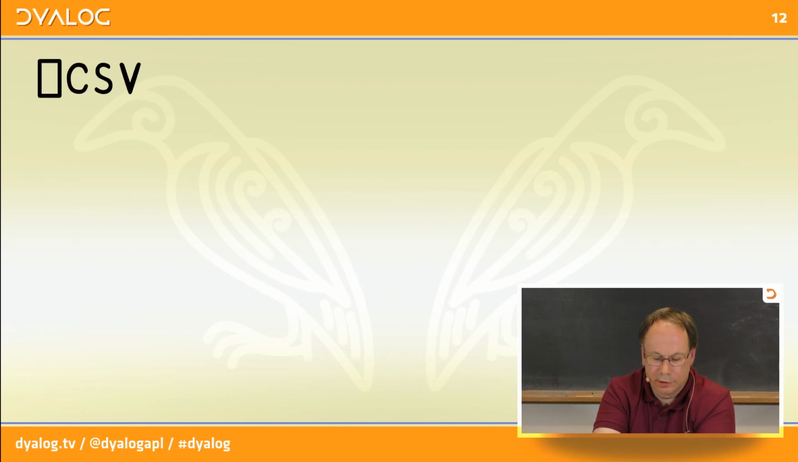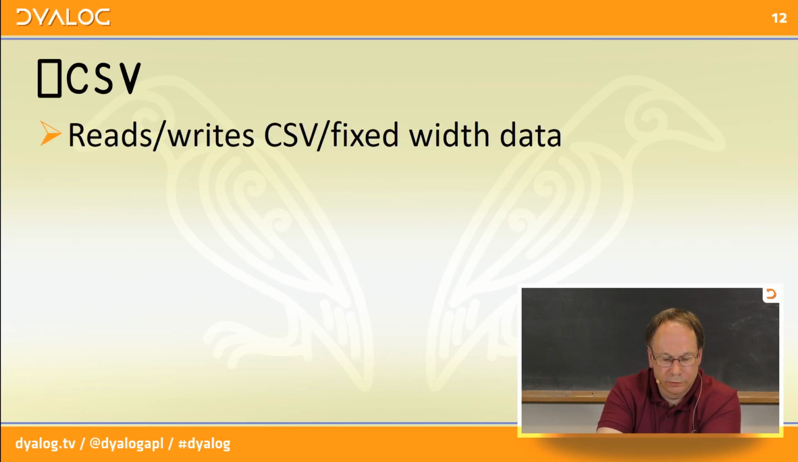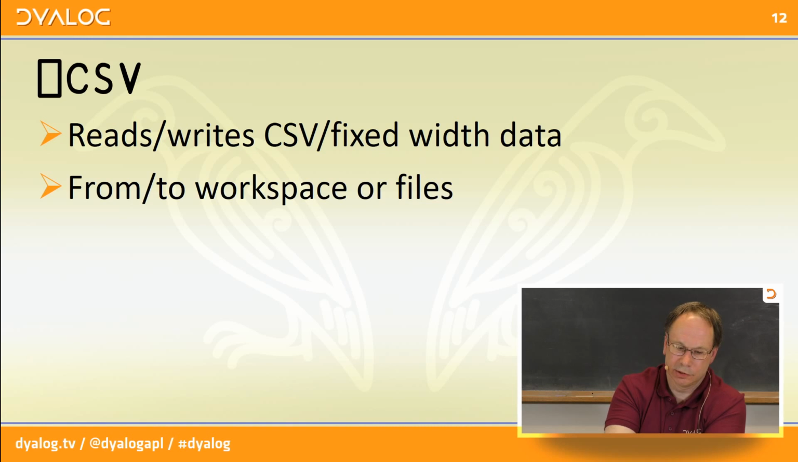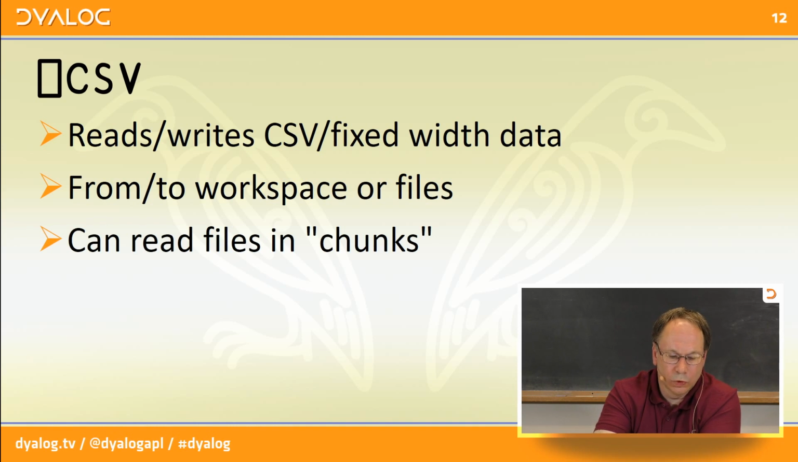So, Quad CSV. Recap of what I showed you. It can read and write CSV and fixed width data. It can do it to files or the workspace, and it can read from files or the workspace. One thing I didn't show you is that if it's reading files, you can read it in chunks. You can specify the number of lines, or the number of logical lines, from the file to read, so that if you've got a very large file, you can still process it.